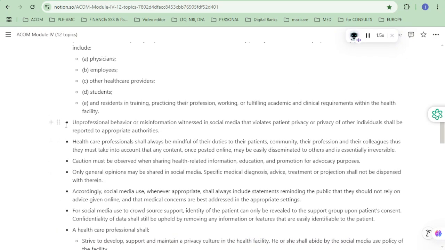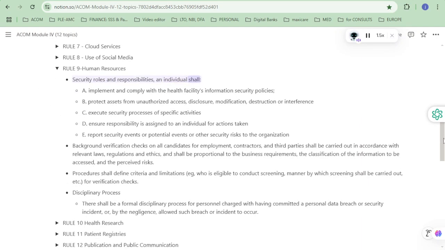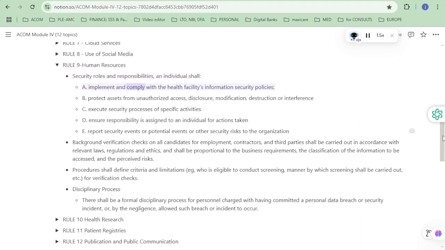Human Resources. Security roles and responsibilities. An individual shall: a. Implement and comply with the health facility's information security policies. b. Protect assets from unauthorized access, disclosure, modification, destruction, or interference. c. Execute security processes of specific activities. d. Ensure responsibility is assigned to an individual for actions taken. e. Report security events or potential events or other security risks to the organization.